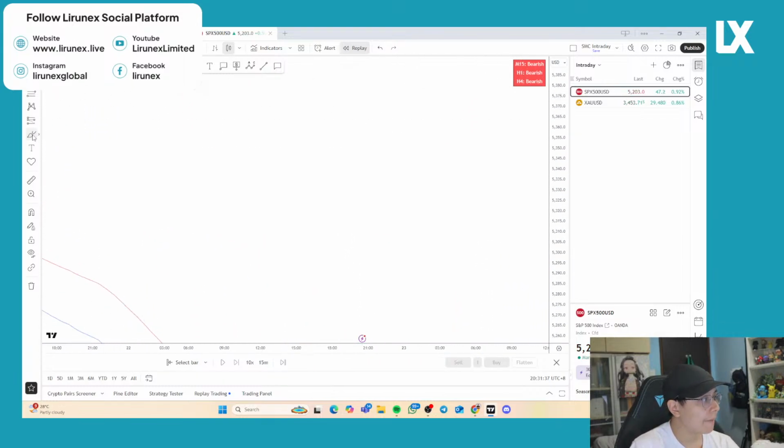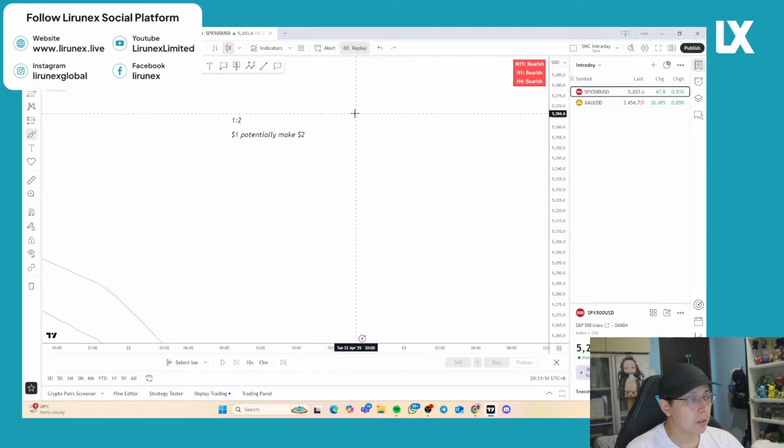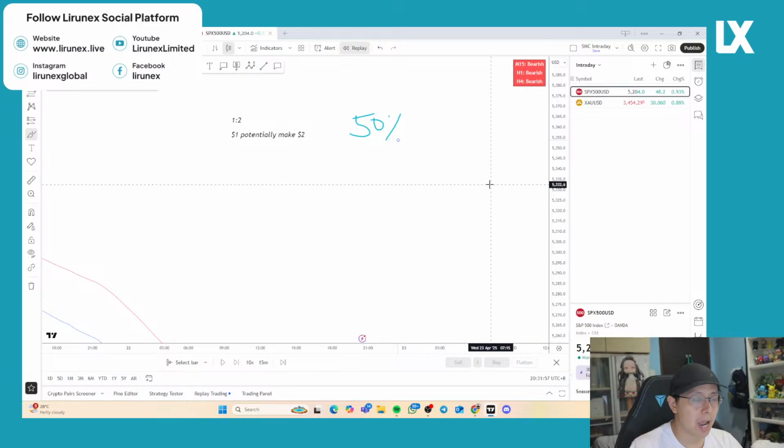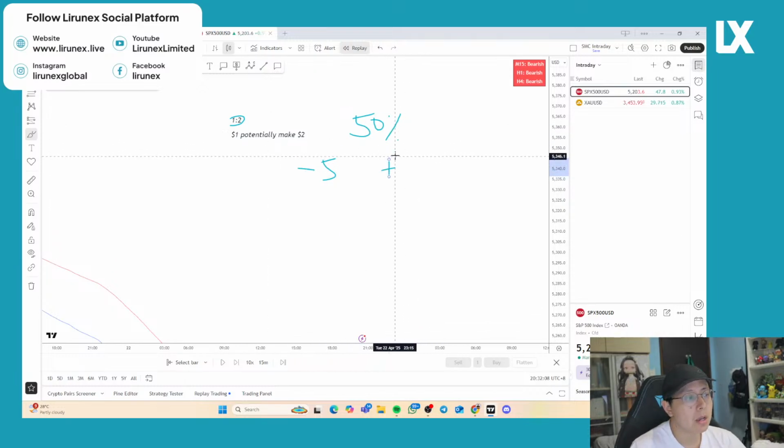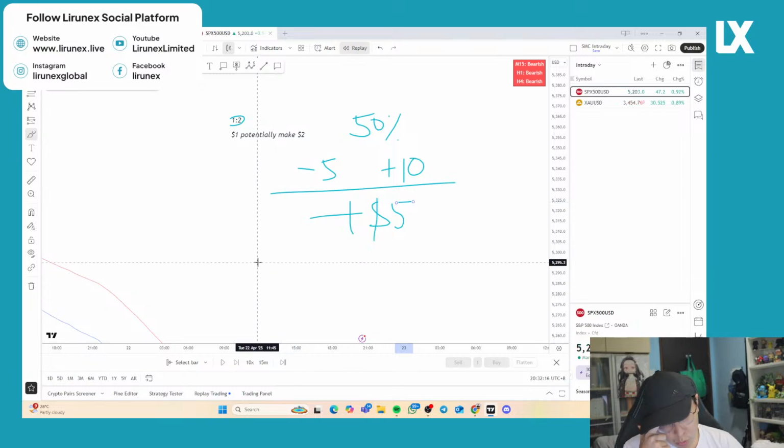Why is this important? Because with a 1:2 risk reward ratio, for every dollar you risk, you potentially make $2. So if your hit rate is just 50%, which is not too bad, half the time you get it right and half the time you get it wrong. But if you lose five trades, you lose $5, and on the next five, if you win, you make $10. Net off, you're still profitable by $5. So risk reward ratio is very, very important.